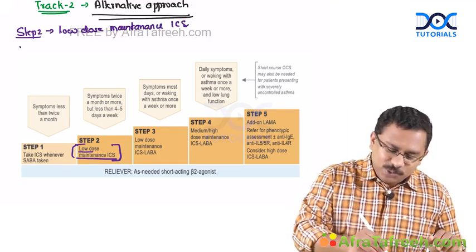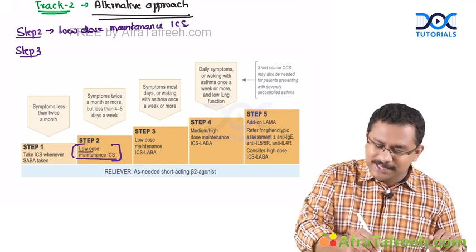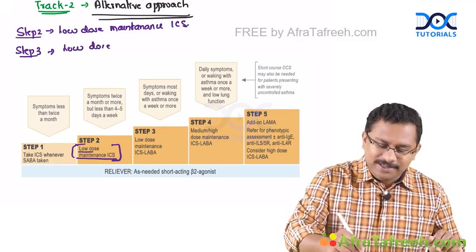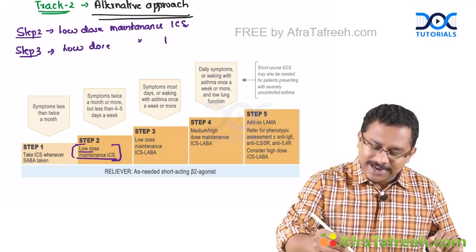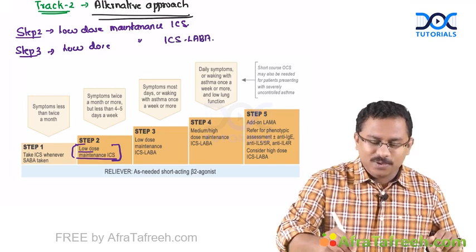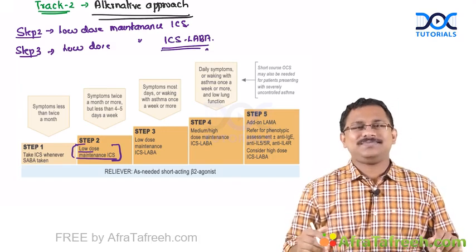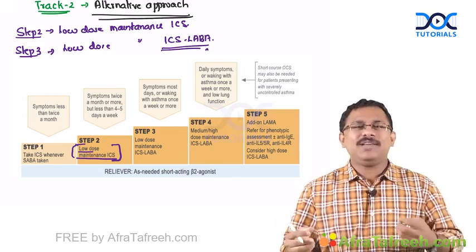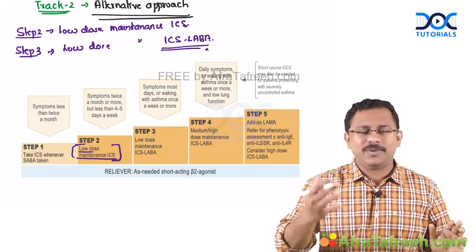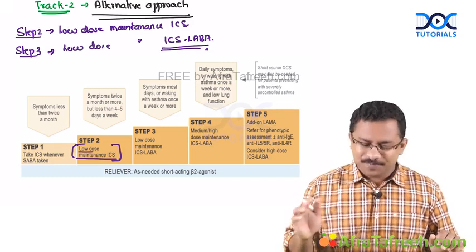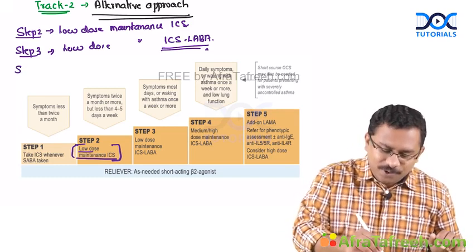Whereas when it comes to step 3, you see here they are giving a low dose maintenance ICS LABA combination. Okay, you are going for a ICS LABA combination. So LABA means it can be any of the long-acting beta agonists. Okay, formoterol or whatever, any of the long-acting beta agonists. Step 3.